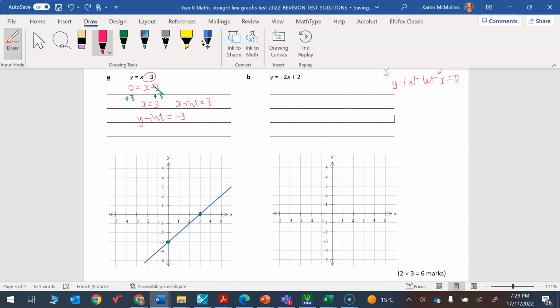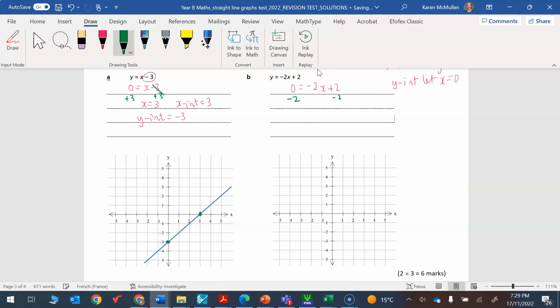All right, moving on to B. So remember, you can also pause this video at any time. Sometimes I think I talk too quickly, but you can easily pause me. All right, so we're finding the x-intercept first. So I've just gone ahead and let y equal 0. So we're just going to solve this.